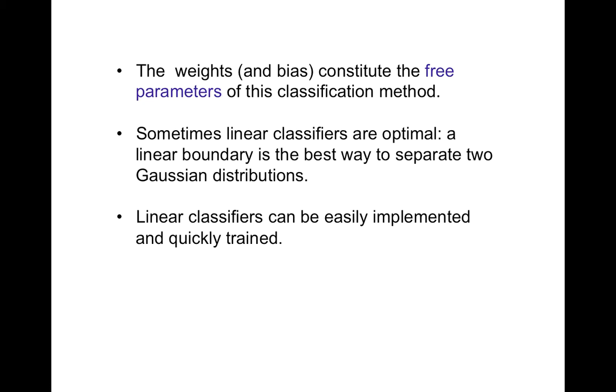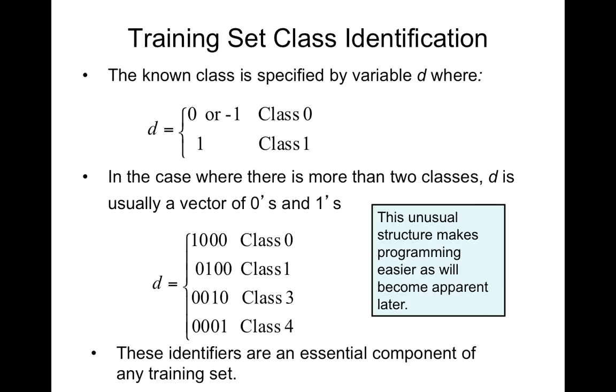Sometimes linear classifiers are optimal. A linear boundary is certainly the best way to separate two Gaussian distributions. They can be easily implemented and very quickly trained. A known class is specified by a variable d, where d is 0 or minus 1 or 1, representing class 0 and class 1. In a case where you have more than two classes, a lot of times d will be given as a digital variable. You can see that d here is basically a set of 1s and 0s. The reason you would do this is that it makes the programming easier, since we are basically representing a class as a bit stream.